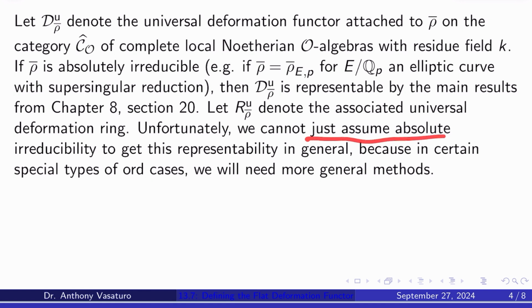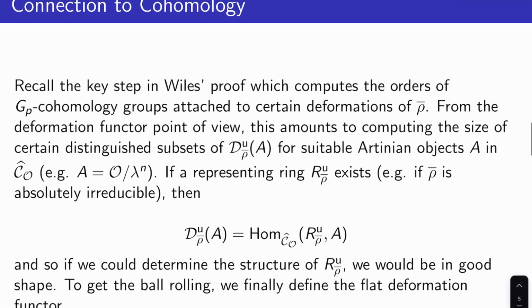Unfortunately, we can't just outright assume the absolute irreducibility needed to get the representability we're talking about, because in certain special types of ordinary cases in Wiles's proof, we will need more general results to do so. So in the supersingular case, we're all set, but in certain ordinary cases, we're not.